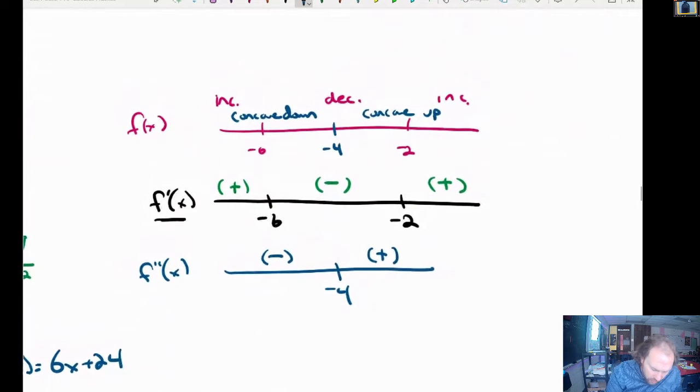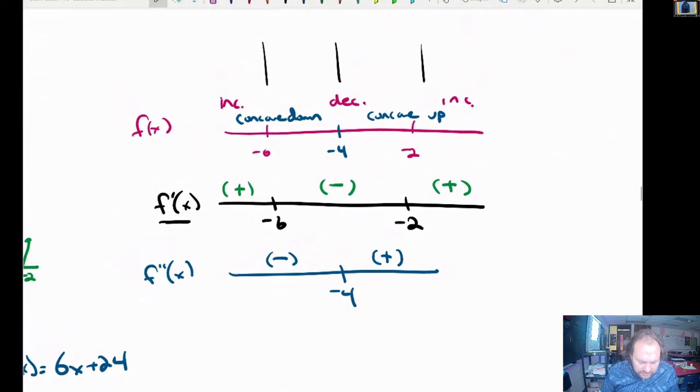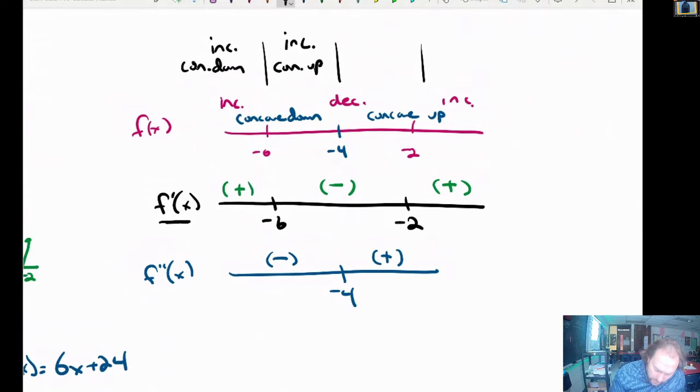So if you break it all down, there's kind of 4 sections to this graph. If x is less than -6, it's increasing and concave down. If it's between -6 and -4, it's increasing and concave down. Sorry, whoops. Between -4 and -2, it's decreasing and concave up. And after -2, it's increasing and concave up.